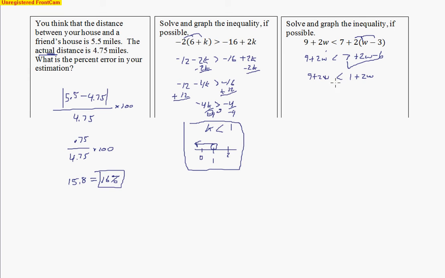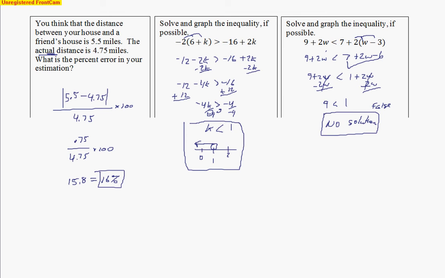So I'll subtract the 2w from both sides, and I notice that they are the same sign on both sides. And so that means they're both going to cancel out. And I'm left with a statement. The statement is 9 is less than 1, and that's false. And so when I get a false statement like that, I'm going to say there is no solution, no value. It's not possible to have an answer.